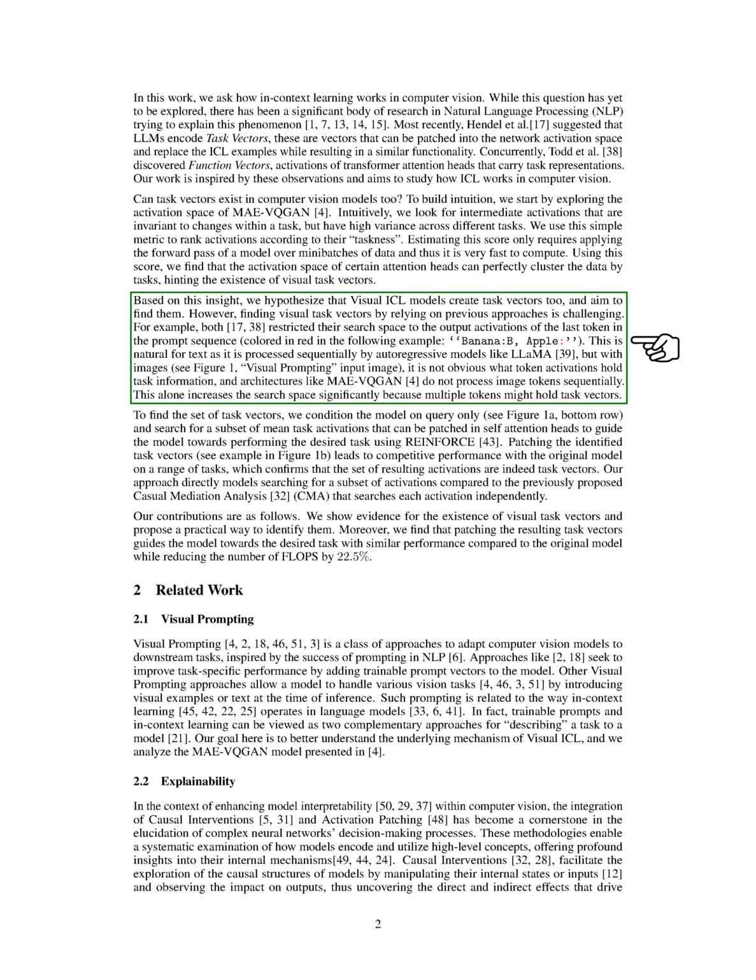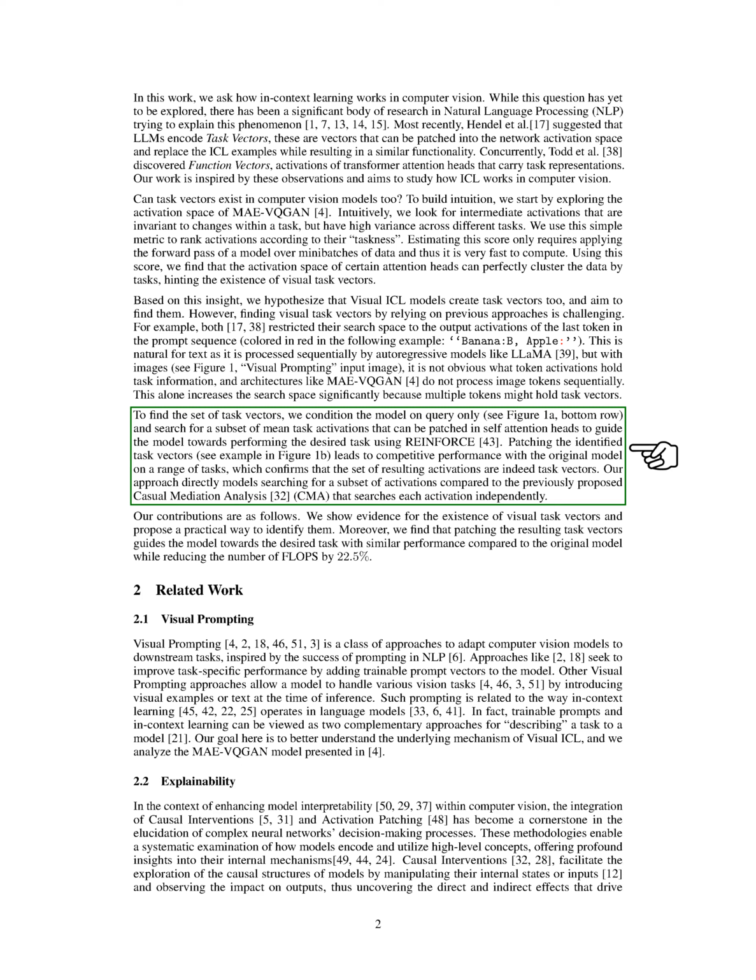However, existing methods for finding visual task vectors have limitations, such as focusing only on output activations of specific tokens in the prompt sequence. This approach is suitable for text but not for images processed by models like MAE-VQGAN, which do not handle image tokens sequentially.